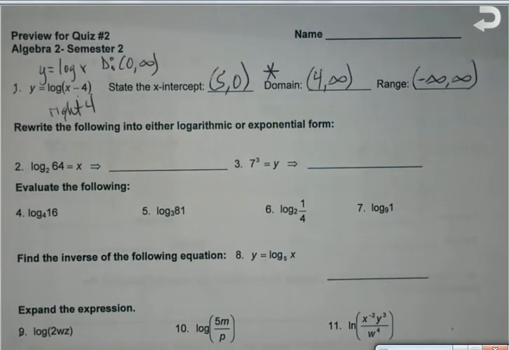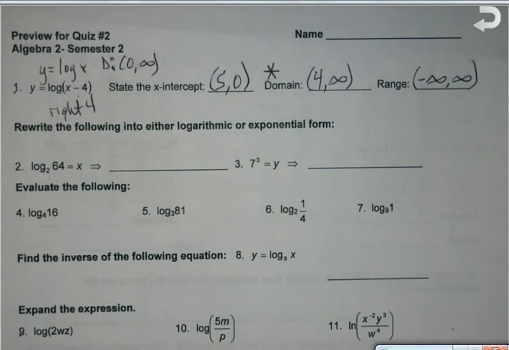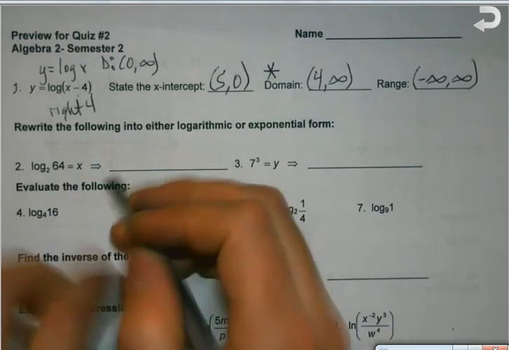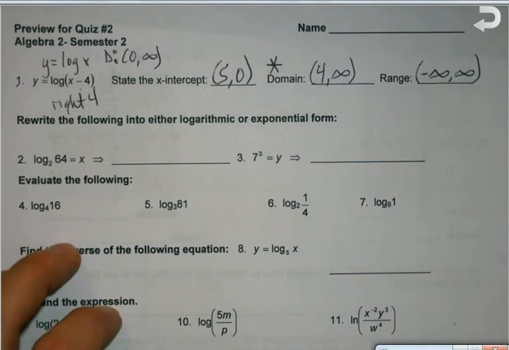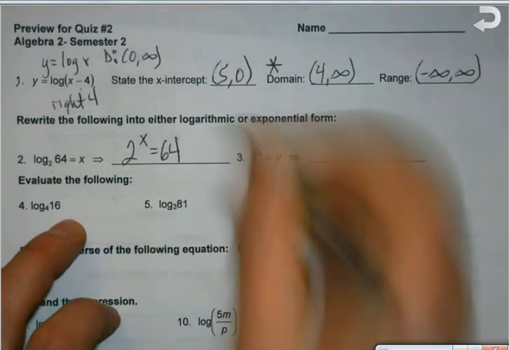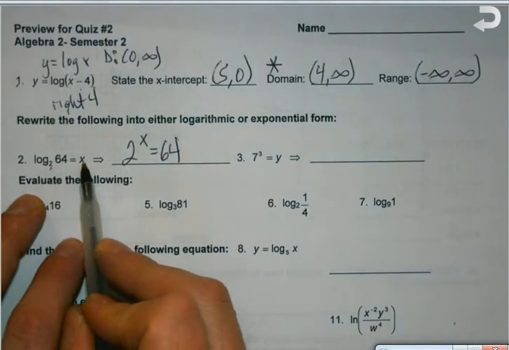So when we get to part 2, it says rewrite into logarithmic or exponential form. This first one is in log form, and I want to get it to its exponent form. What would that look like? If I was trying to set this up so I could solve it, what would it look like? Give it a shot. 2 to the x equals 64. Here's my base. Here's my exponent.